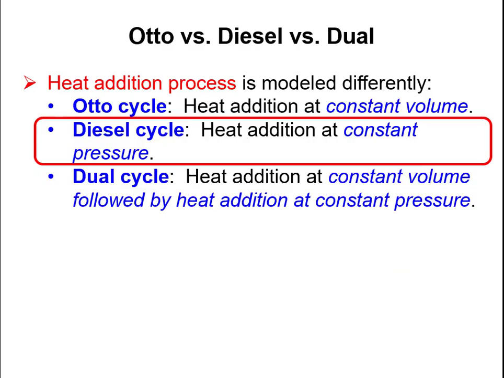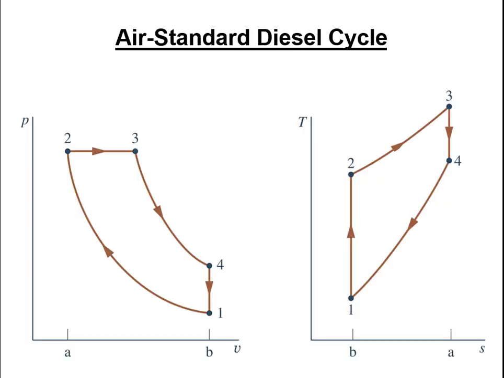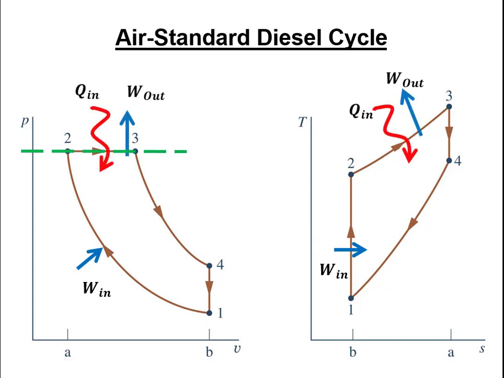The difference is that when we do the diesel cycle, we'll assume that heat is added at constant pressure. So here, if we look at our PV diagram, state 2 to 3 happens at a horizontal line where the pressure is constant. If we look at each of our processes, as we go from state 1 to state 2, we're compressing the fluid, so we're putting work in. Now state 2 to state 3, we're adding heat, but because this is now a horizontal line and not a vertical line, we're also producing work.